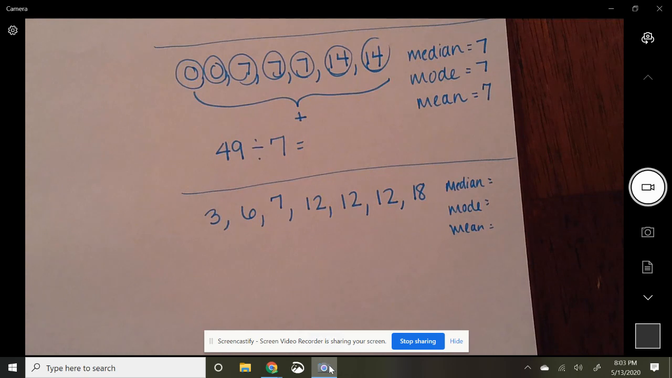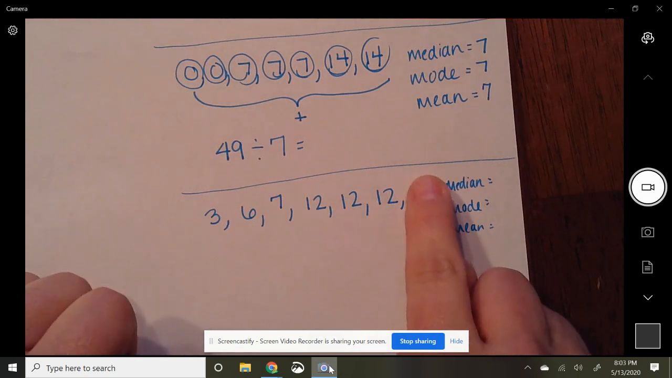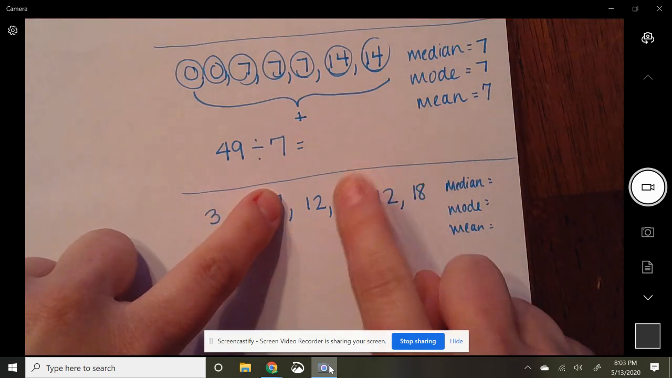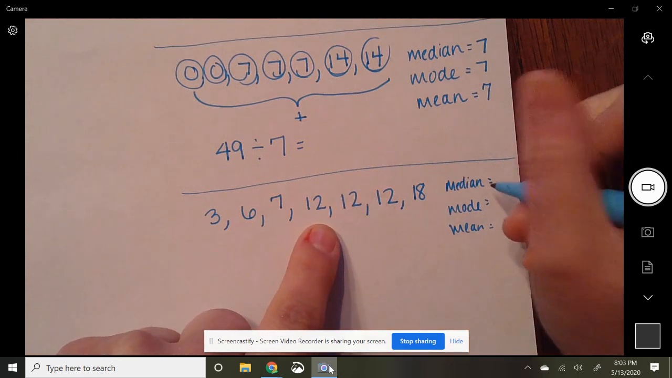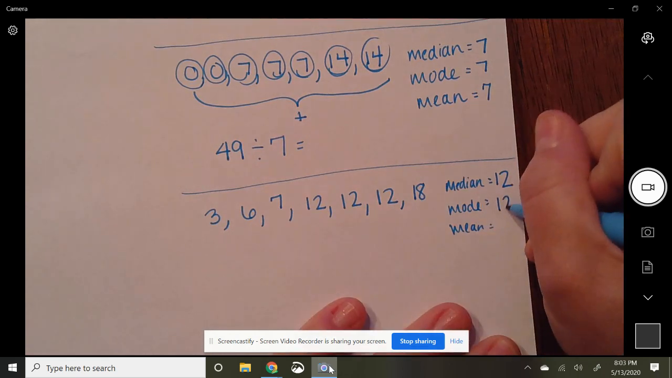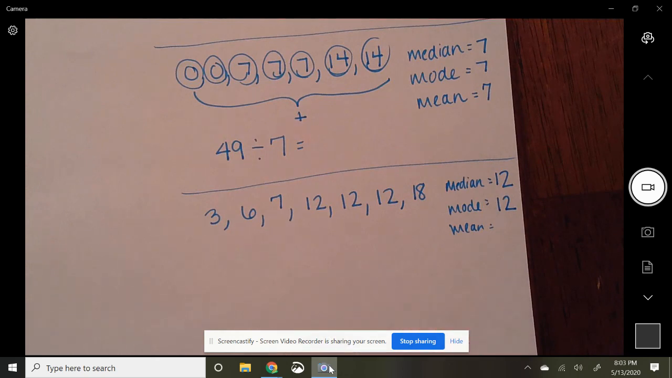Okay, median. It's my song. Median, why don't you just meet me in the middle? Off the front, off the back, off the front, off the back, off the front, off the back. I'm left with 12. Mode, most. The 12 is in there the most. It's in there 3 times.